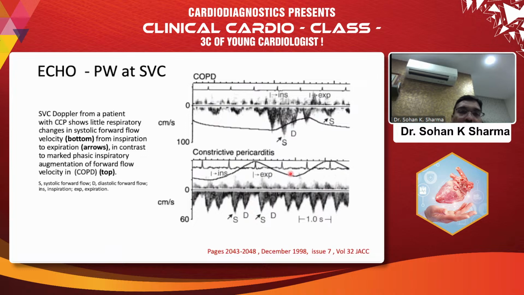This is one important slide of pulse wave at the SVC. This helps to differentiate between COPD and constrictive pericarditis. If you put a pulse wave Doppler in the SVC, with inspiration there is significant flow seen in the SVC in cases of COPD, while in constrictive pericarditis, there is not much change with the phase of respiration at the SVC.